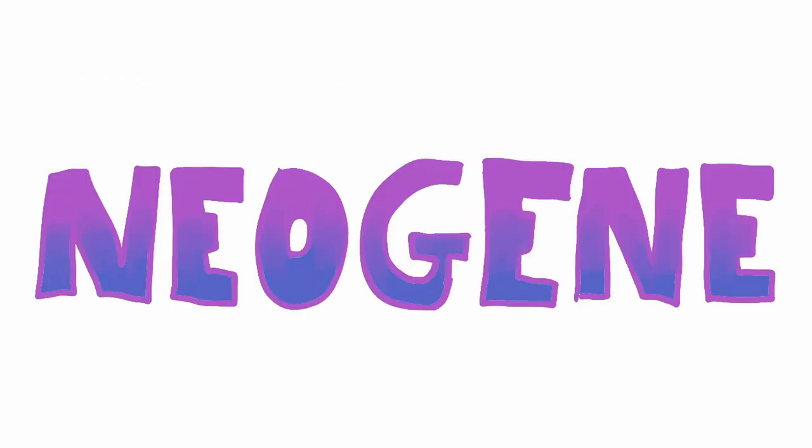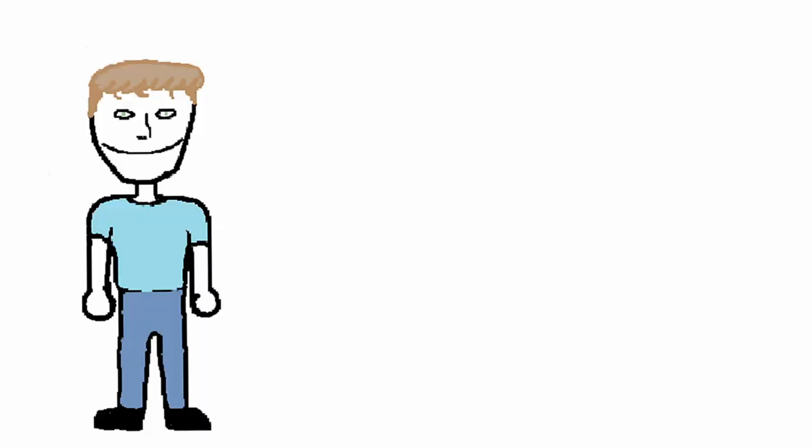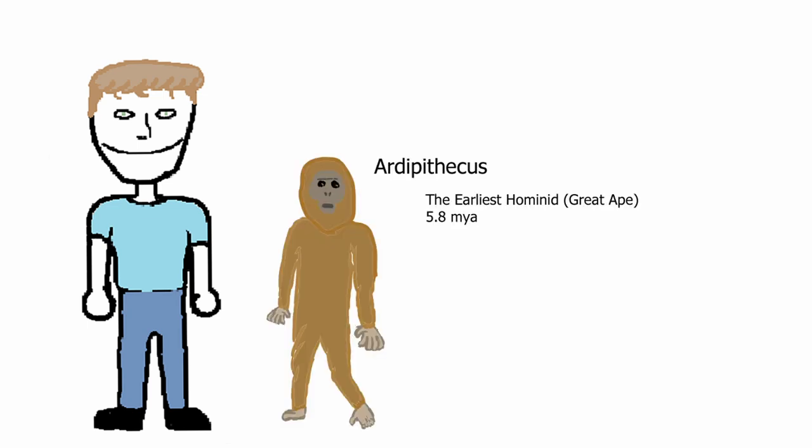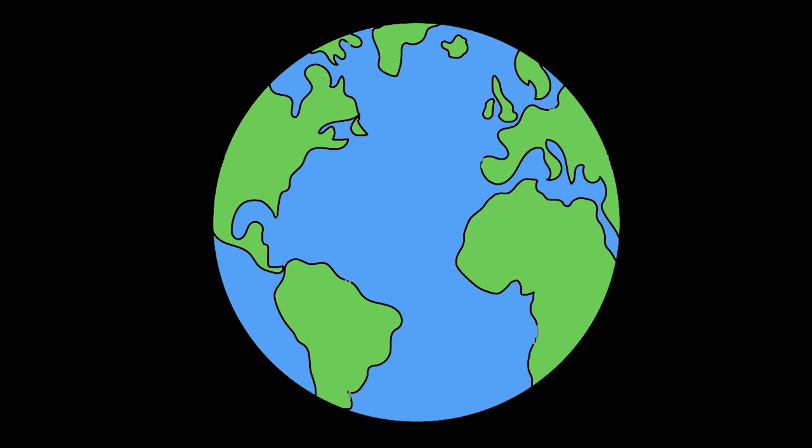The Neogene, from 23 to 2 million years ago, saw additional evolution of mammals and birds into their modern forms, and the first distant ancestors of humans evolved, and learned to make tools towards the end of the period. The globe also cooled considerably during this period.